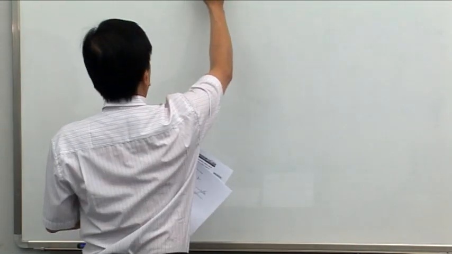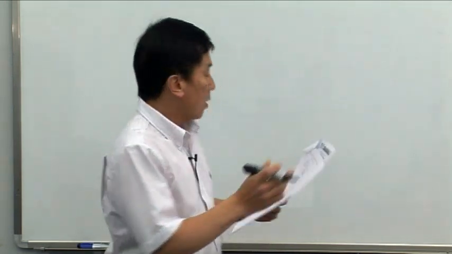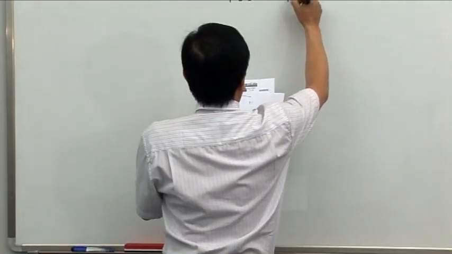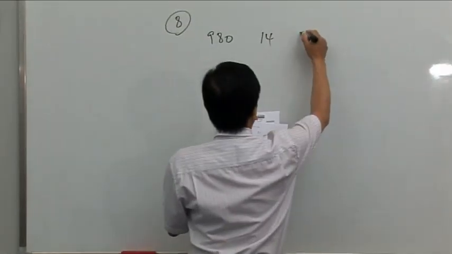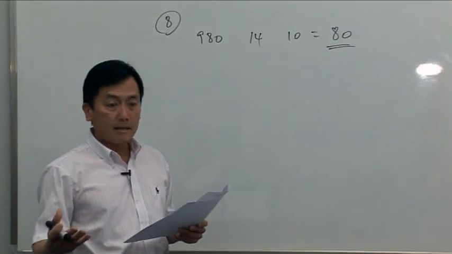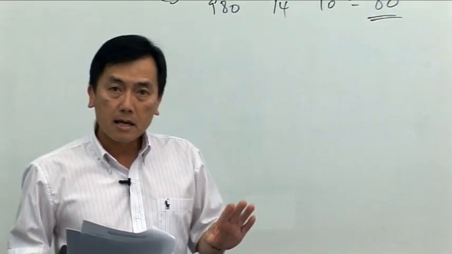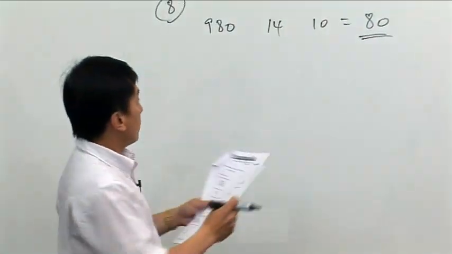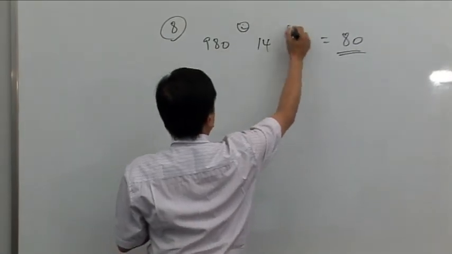Can we please turn to question 8? Question 8 says, in the following number sentence, find the smiley face and the dark smiley face. Now you've got 980, and you've got 14 and you've got 10. The final answer that we're after is equal to 80. In this particular case, you've got 4 different answers. It's a matter of trial and error to find what the smiley face equals.